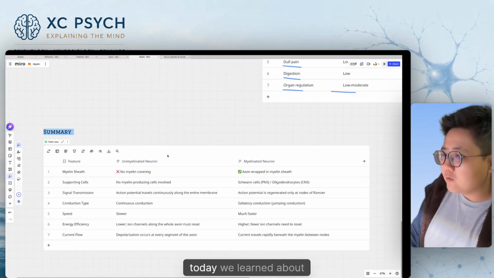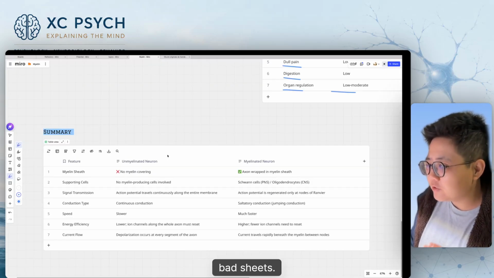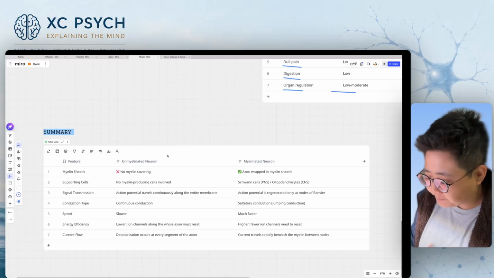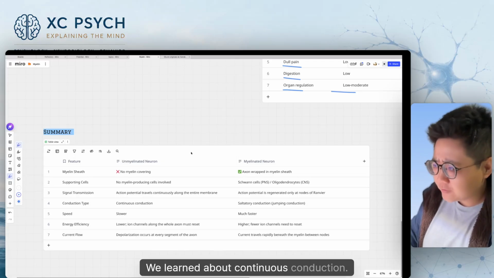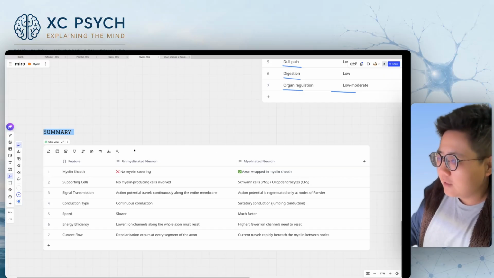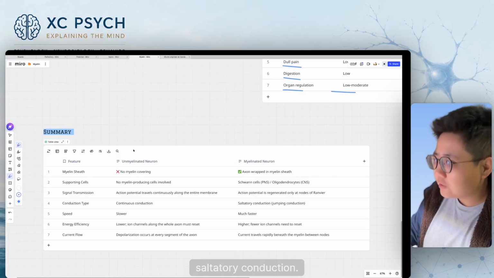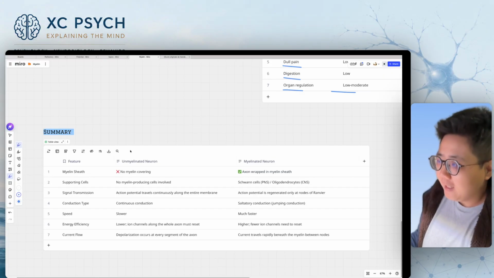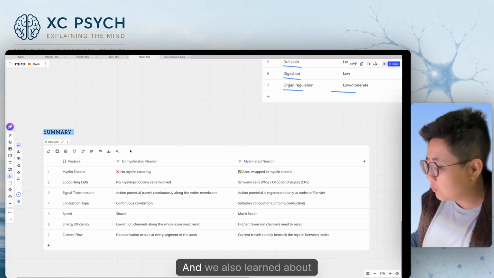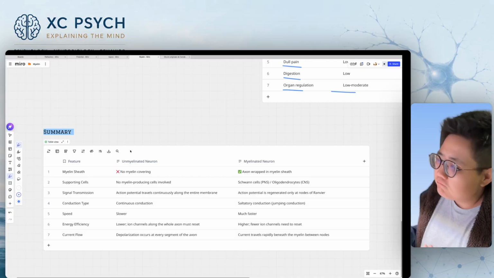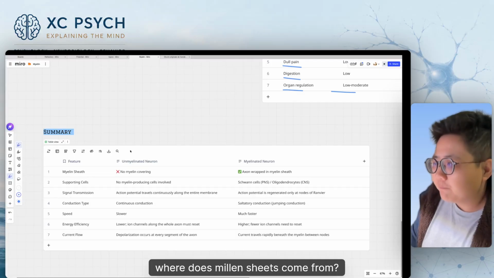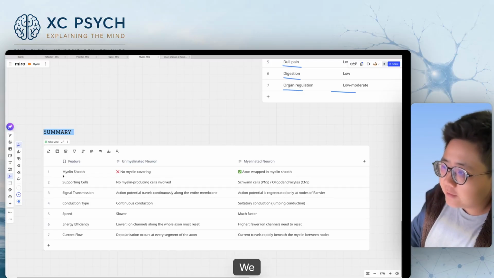In summary, today we learned about the myelin sheath. We learned about continuous conduction. We learned about saltatory conduction. We learned about why we need two types of neurons, and we also learned about where the myelin sheath comes from. So here's a nice summary table.